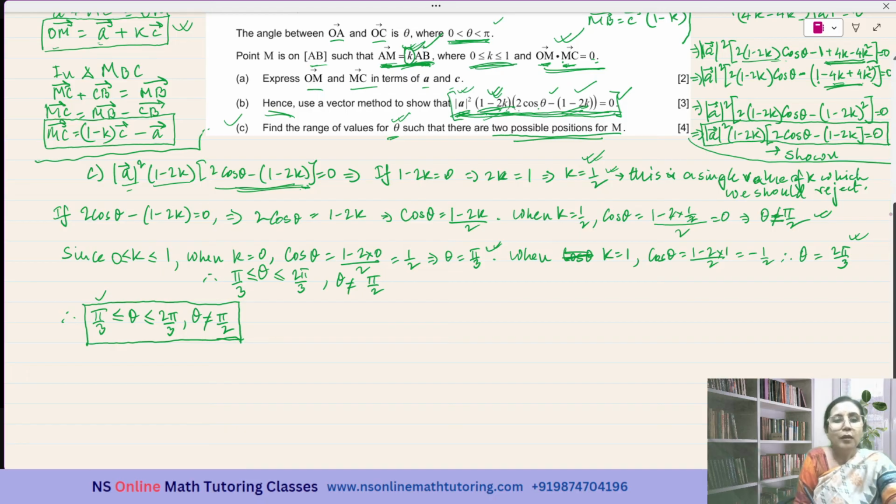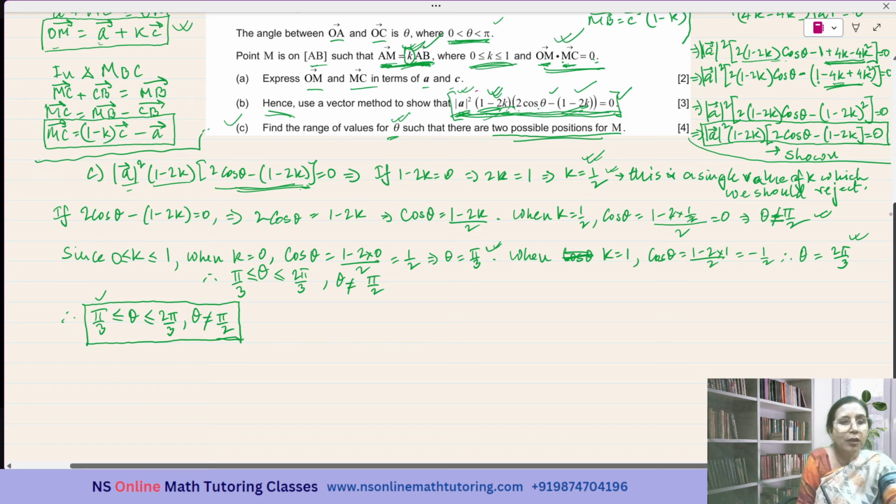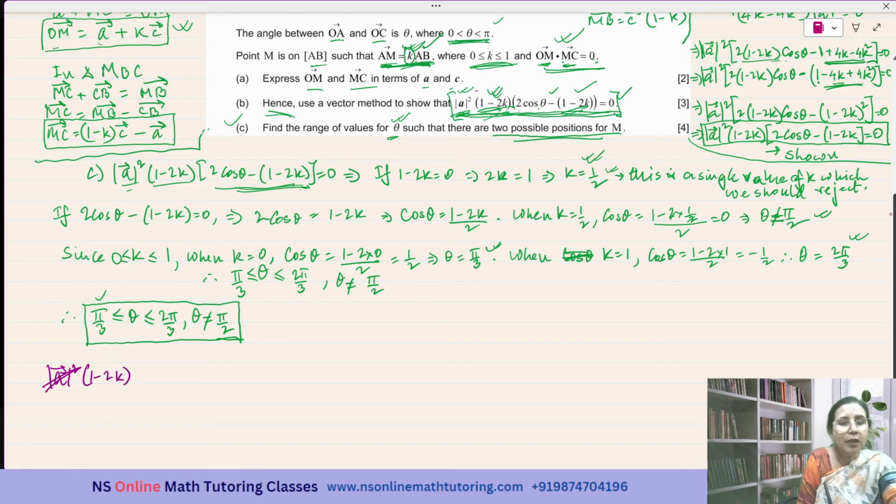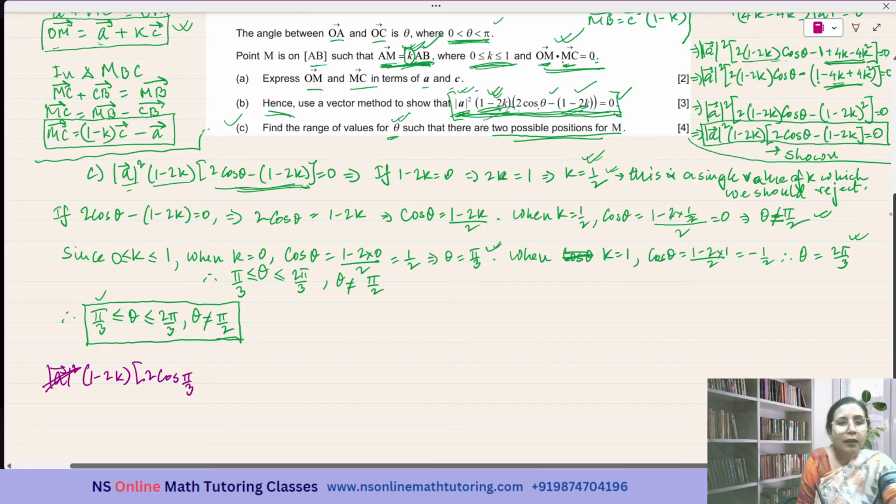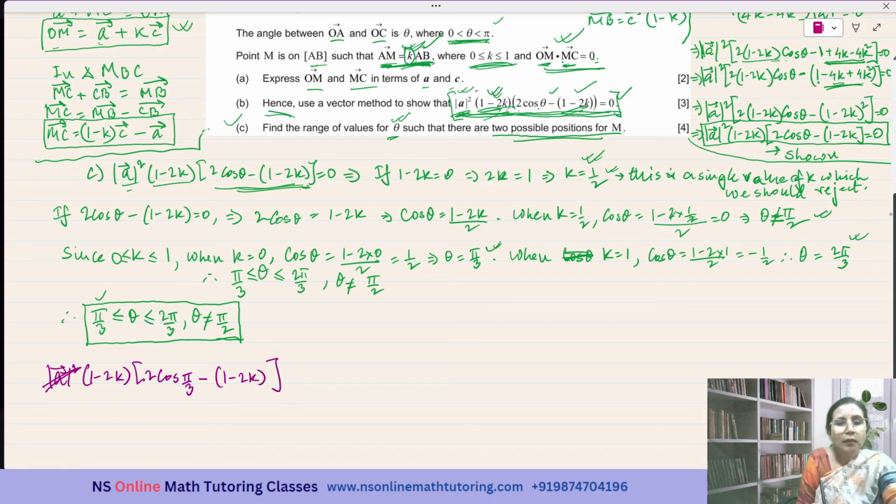So let us take theta value as pi over 3 and we are having this entire equation. Let me write it over here. This is not equal to 0, so let me not include this part. And 1 minus 2k can obviously be equal to 0, and I will be taking this portion as well: 2 cos, in place of theta I am taking pi over 3, minus 1 minus 2k. This should be equal to 0 because the magnitude of a whole square is definitely not equal to 0.